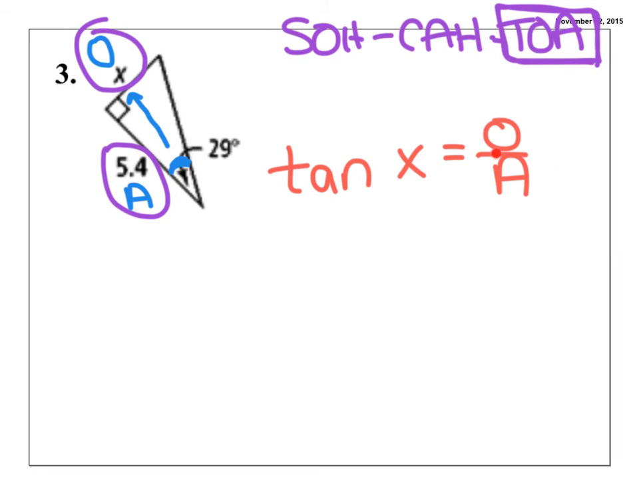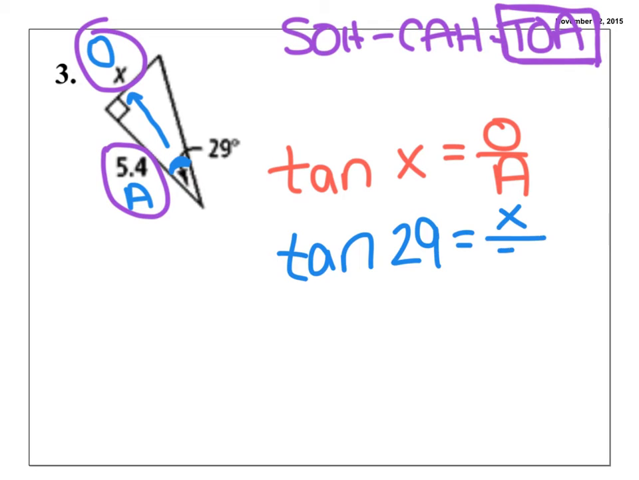You don't have to memorize this right here. What you have to memorize is the SOHCAHTOA, because that's what tells you what values go where. So I've got my SOHCAHTOA written there. Now, once I have my tangent equation written out, it's just a matter of plugging my values in. So I have tangent of my angle, which is 29 degrees, is equal to the opposite, which was x, over the adjacent, which was 5.4.